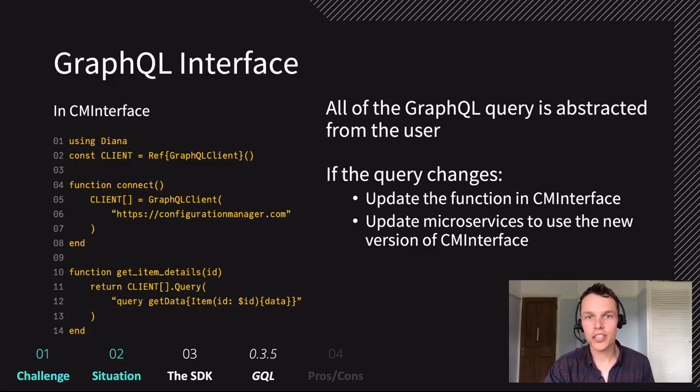If this query ever changes or updates, then we can just update the function in one place in the interface package, and update the microservice to use a new version of the interface.